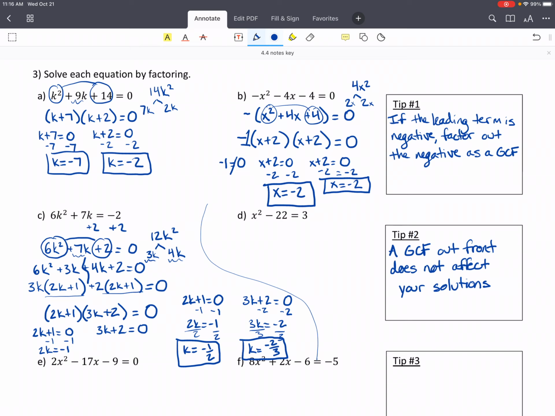Example D doesn't equal 0, so I'm going to subtract 3. Hey, this is a difference of squares. Difference meaning subtraction and two things being squared. So I could either substitute 0 into the middle here, or we talked about one of our shortcuts, is we can just take the square root of both of these. I get an x plus 5 and an x minus 5, because the square root of x squared is x, and the square root of 25 is 5.